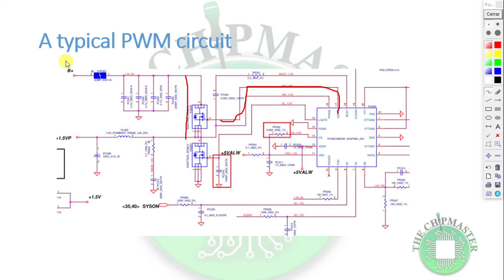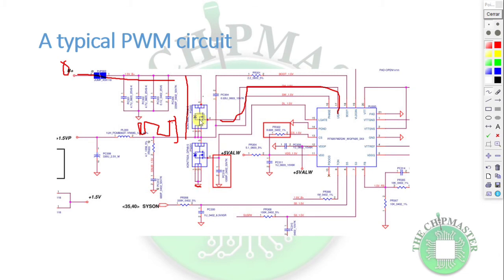As you can see, this is B plus, normally 19 volts coming to the drain pin of the upper MOSFET. And as you can see, the source pin of the lower MOSFET is connected to ground. So each time a MOSFET conducts, you have high, low, high, low, high, low at the front end here. These two MOSFETs switch at alternating intervals.